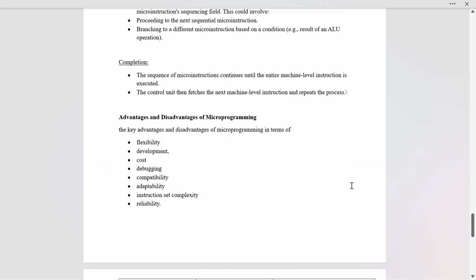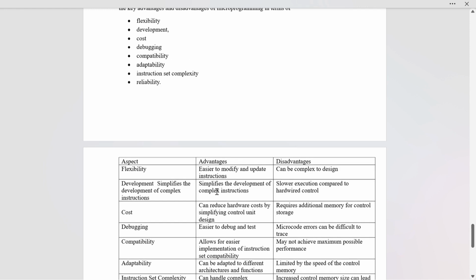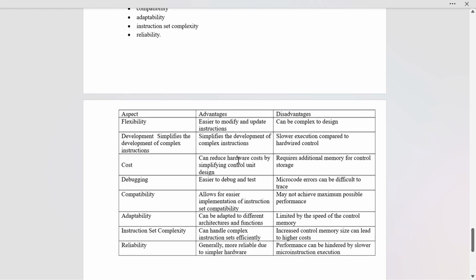Advantages and disadvantages of microprogramming. Flexibility, development, cost, debugging, compatibility, adaptability, instruction set complexity, and reliability are some of the advantages and disadvantages of microprogramming. Flexibility: easier to modify, whereas hardwired control is very complex to modify. Development: slower execution in comparison.